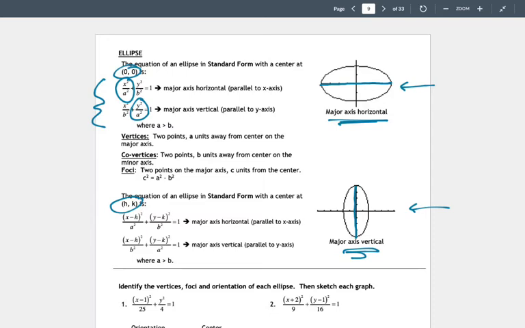So what you need to know is that a is always greater than b. And so whatever the bigger number is on the bottom, if it's below the x, then it's going to be a horizontal ellipse. If the bigger number is under the y, it will be a vertical ellipse. So the same thing happens down here when the center is something other than 0, 0. If the bigger number is under the x, it's going to be horizontal. If the bigger number is under the y, it's going to be vertical.